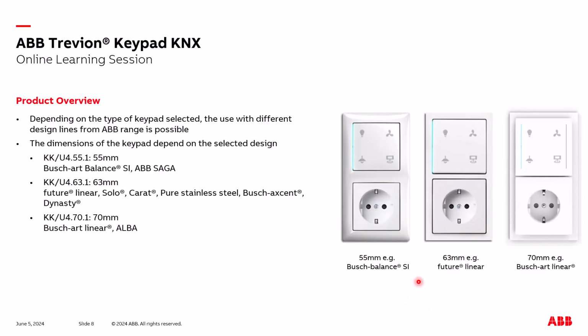Good. You know that we have a lot of designs available, and this results also in different components, but only in terms of size. So the width and the height is different. We have 55 millimeter, 63 and 70, and this is related to different designs. 55 you see here for Busch-Balance SI, ABB Saga, and so on for the others. So more or less it's the same product, but different size, and you see here the different designs. It's only a bit bigger, but the functionality is the same. There's no difference. And of course, also different colors are available.